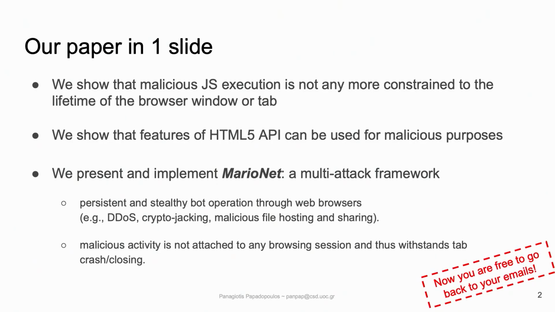So before starting with my presentation, let me give you a summary of what we do in this paper. First, we saw that malicious JavaScript execution is not anymore constrained chronologically to the lifetime of the browsing window or tab. We also saw that rich features of the HTML5 API are a useful tool chest not only for the developers but also for attackers. And in order to demonstrate all the above, we present MarioNet, which is a multi-step attack framework to allow persistent and stealthy bot operation through web browsers for the attackers.